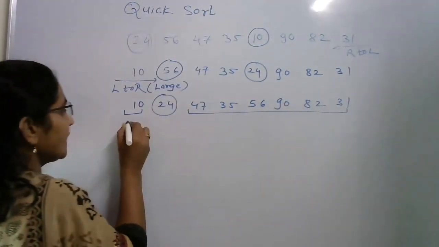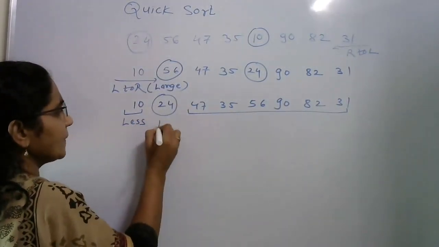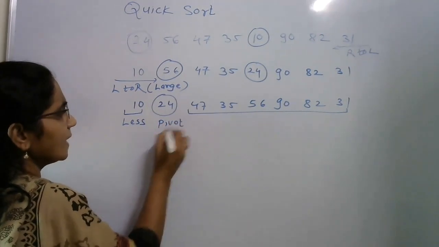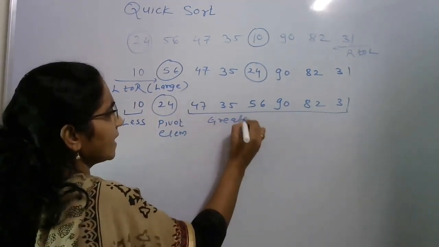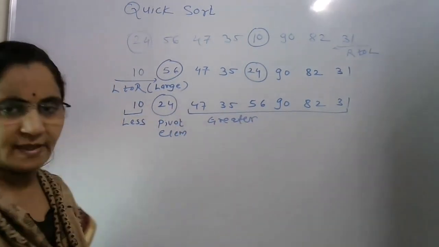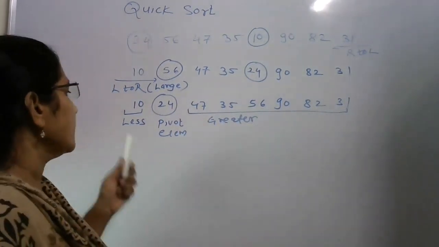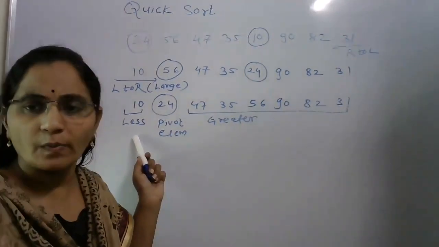See, elements less than the pivot element. This is the pivot element. And the third list is elements greater than the pivot element. Okay. Now, in the first sublist one, you have only one element.